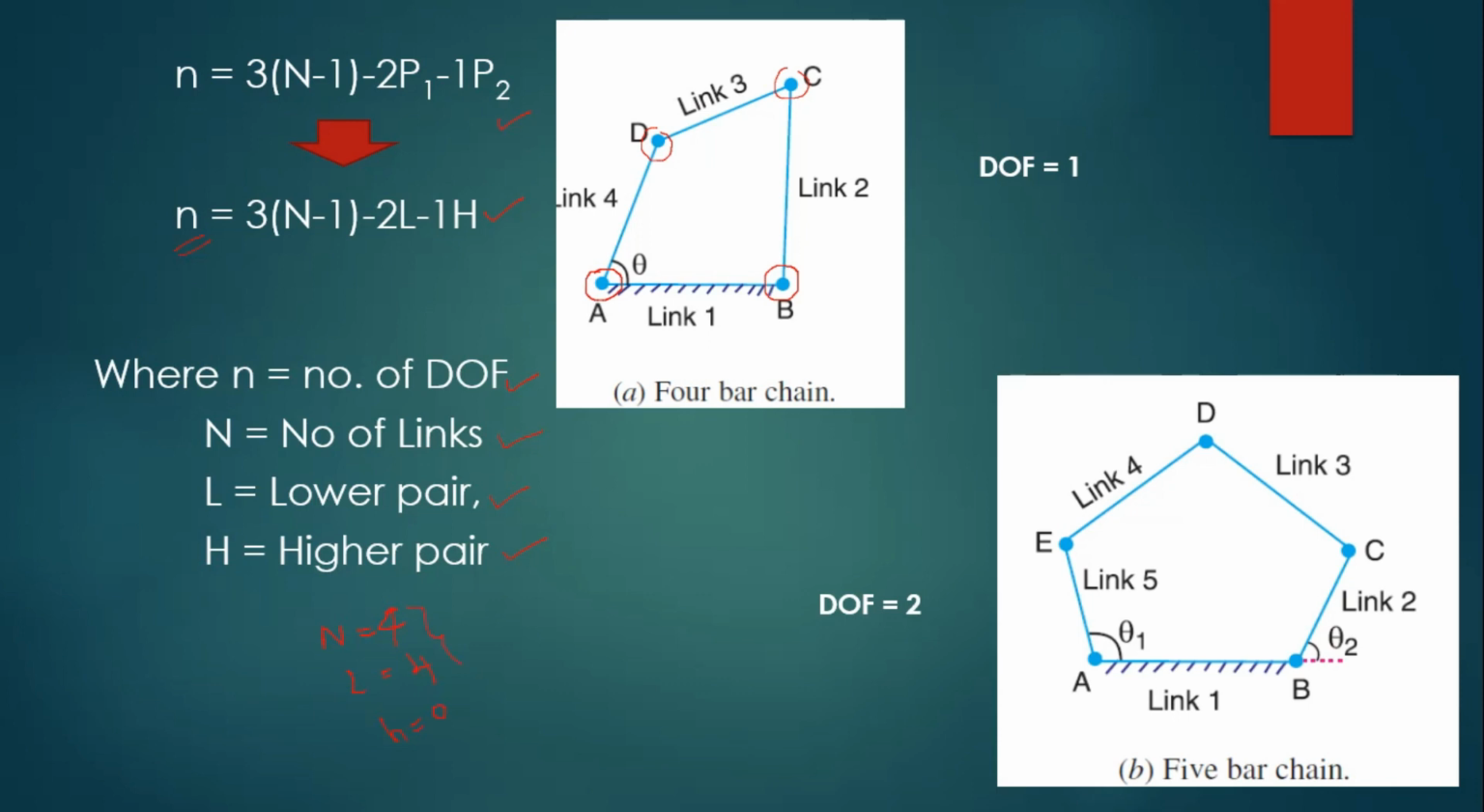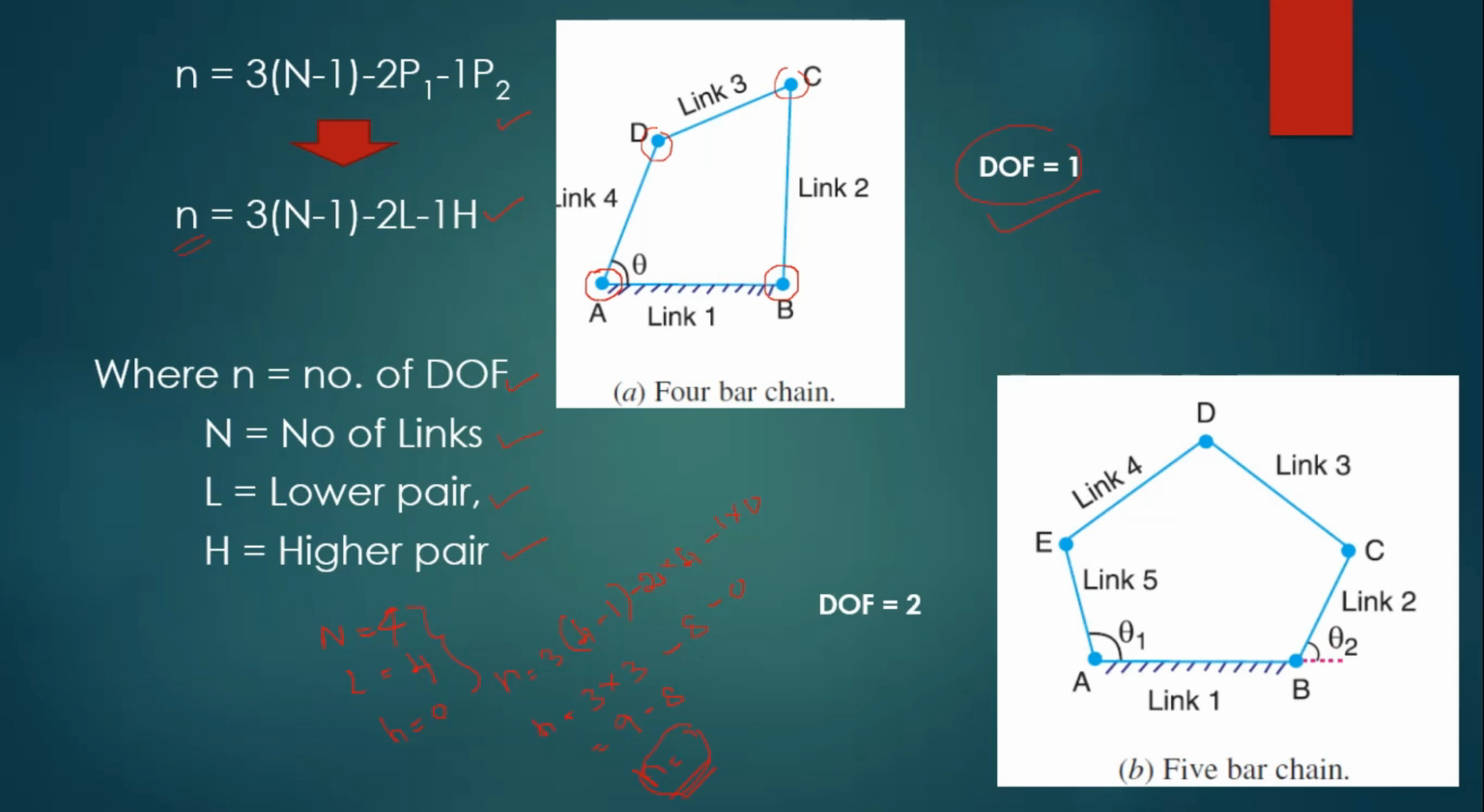So substitute these values in this equation, then n which is equal to 3 into capital N 4 minus 1 minus 2 into L, which is equal to 4 minus 1 into 0. So n which is equal to 3 into 3 minus 2 into 4, 8 minus 0. So 3 into 3 which is equal to 9 minus 8, n which is equal to 1. So, degree of freedom for this 4 bar mechanism which is equal to 1, right.